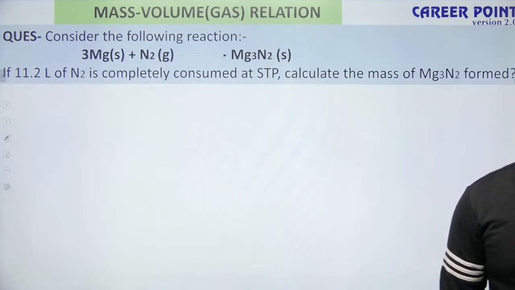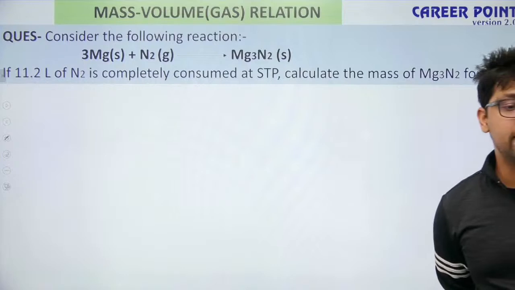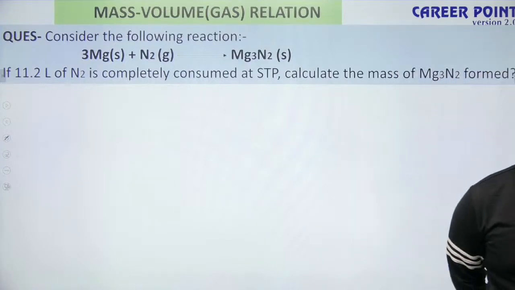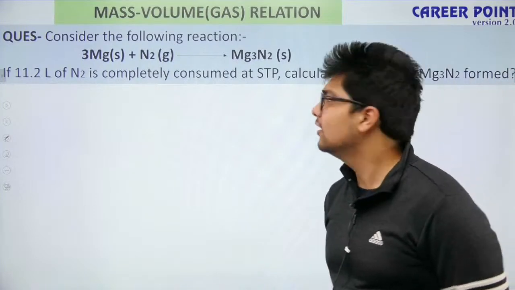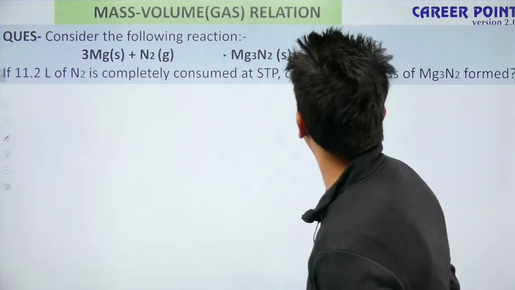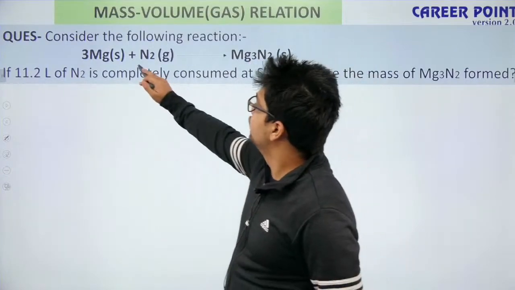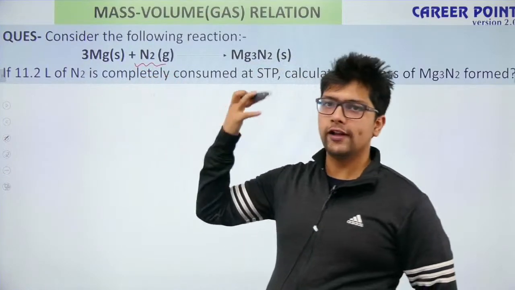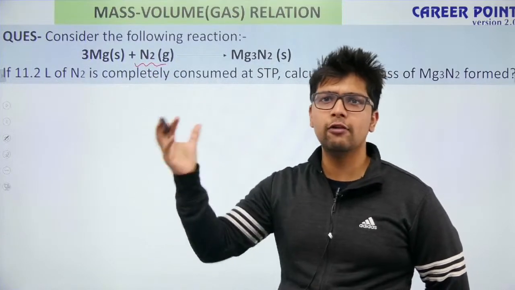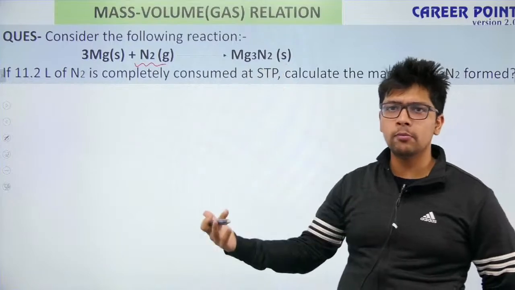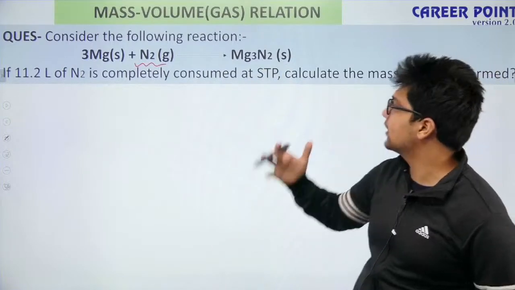Now what are they saying? They are saying 11.2 liters of nitrogen is getting consumed at STP. Find the number of moles of magnesium nitride formed. So they are saying you have 11.2 liters of nitrogen consumed. Yes, so if 11.2 liters nitrogen is consumed, some magnesium nitride would be formed. They are asking about the mass of magnesium nitride formed.